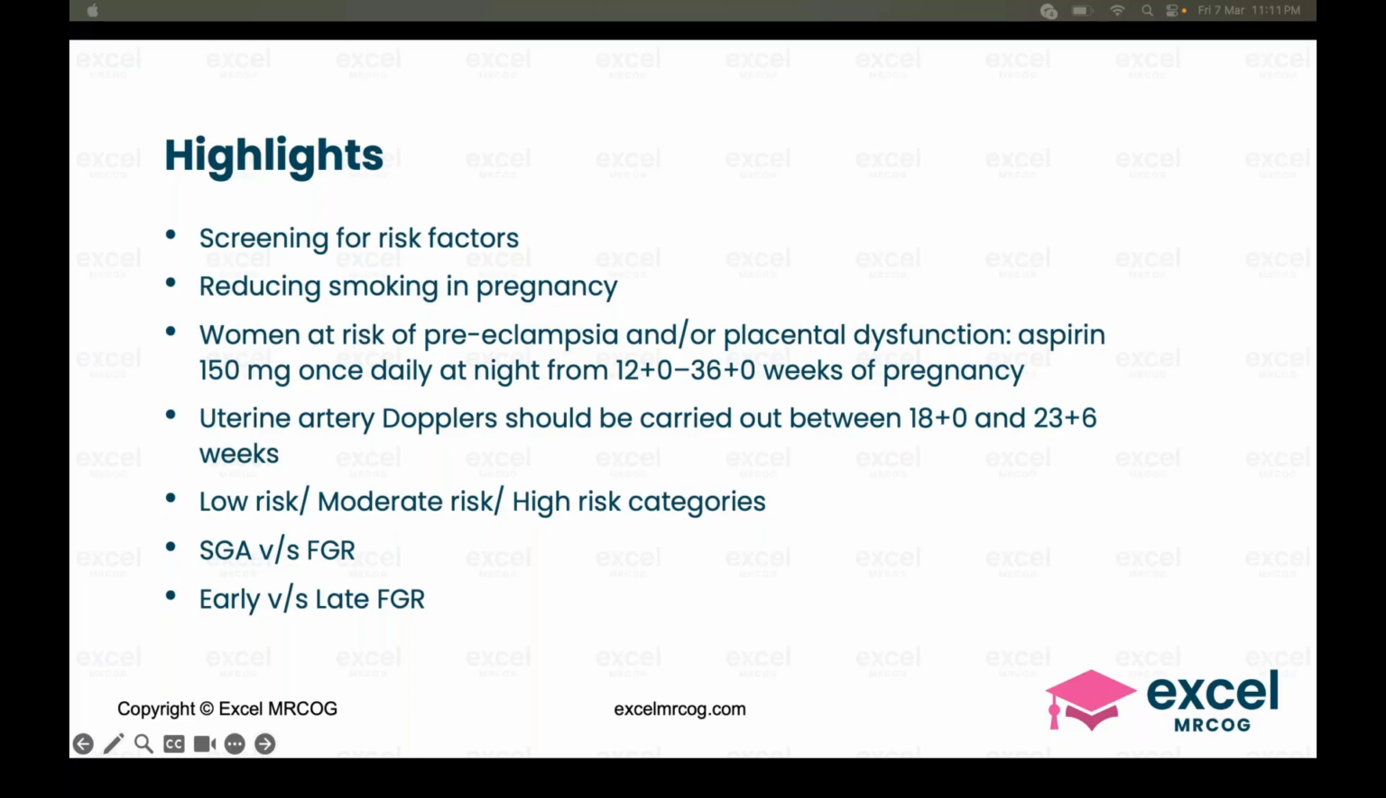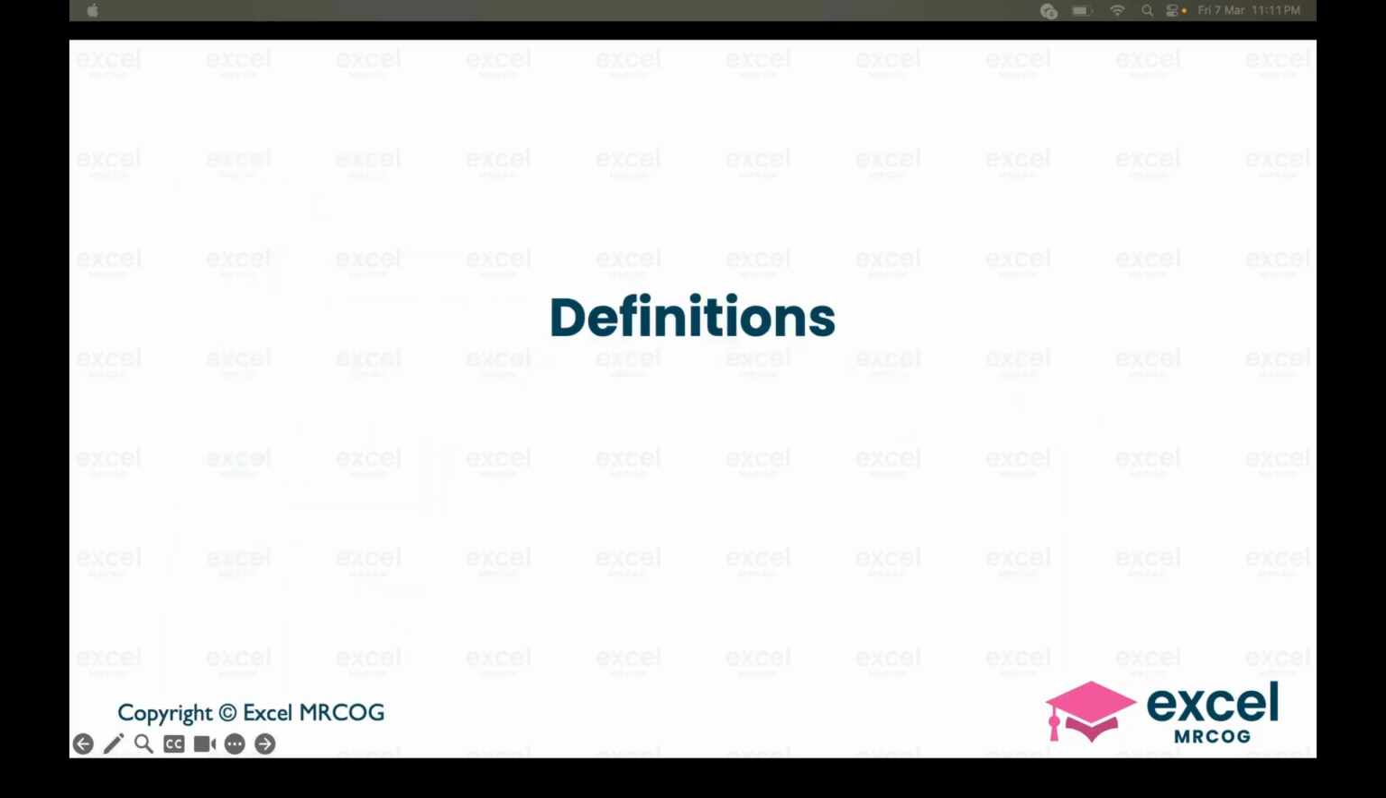We must know what it is to have a baby that is SGA and FGR and what is the difference. We must also know what is early FGR as well as late FGR. So we would be seeing all these points shortly. All right. So coming first to the definitions. Now let's look at what is appropriate for gestational age.